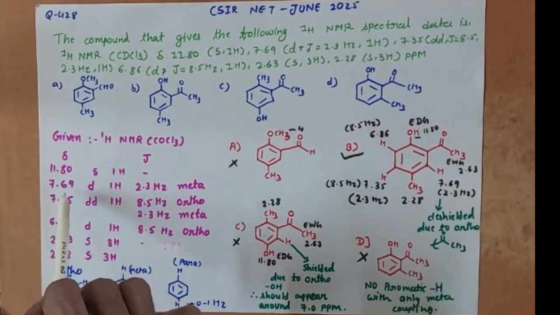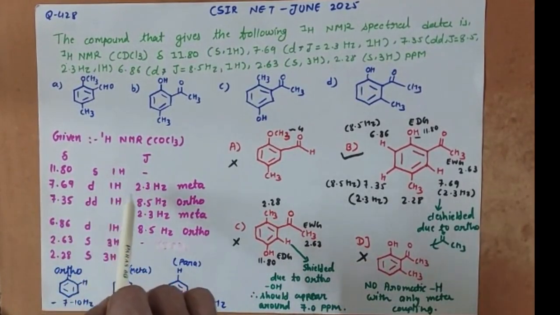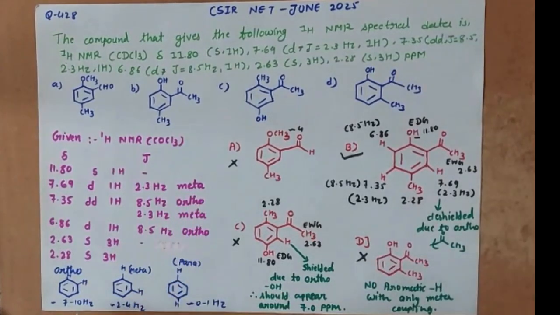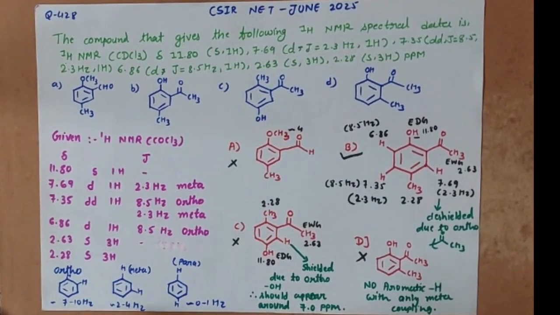Next is 7.69 doublet, 1H, 2.3 Hz, that is for the meta coupling. We know that for ortho coupling we get 7 to 10 Hz, for meta coupling 2 to 4 Hz, and for para coupling we get 0 to 1 Hz.